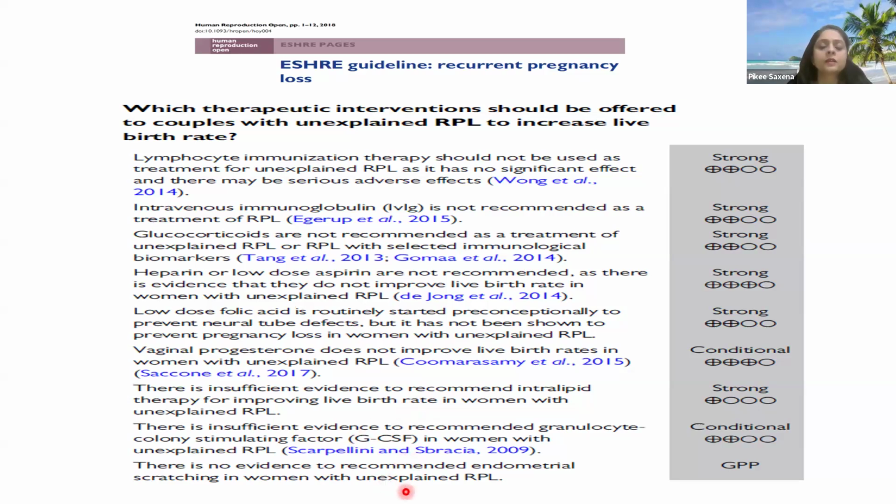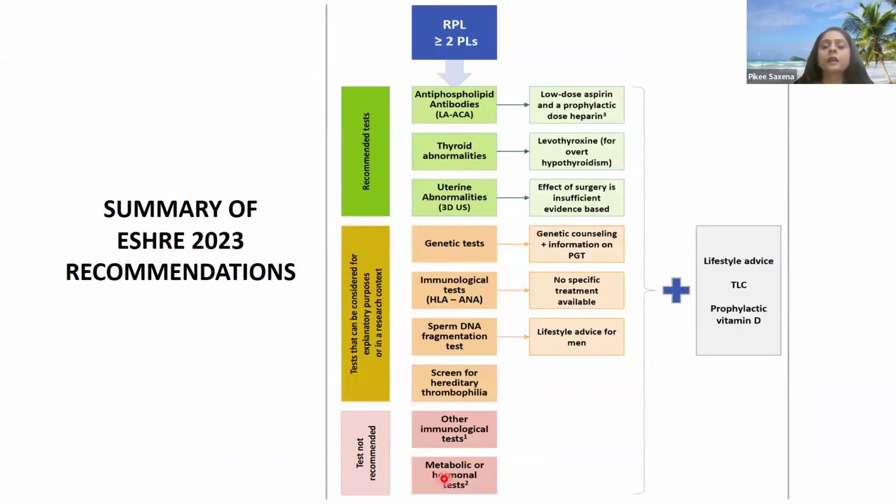GCSF not to be given. Endometrial scratching is not recommended. So all these things are not recommended. And so at the end, just to summarize in a very short way, if the woman has had 2 or more abortions, the investigations which you must do are the APLA syndrome, because we can start them on aspirin or prophylactic enoxaparin as the condition may be.